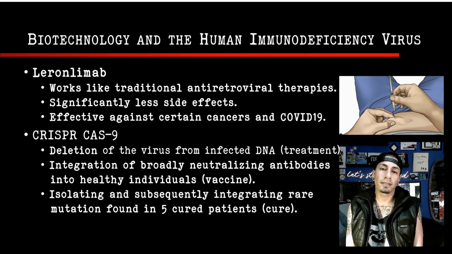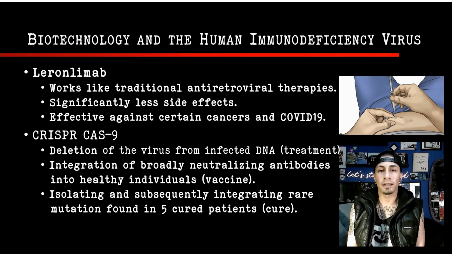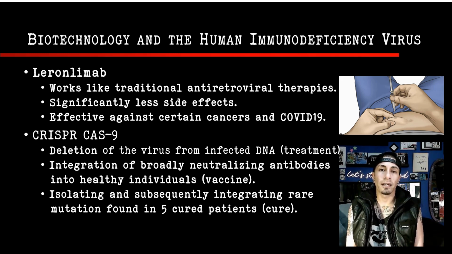The other way that biotechnology and bioengineering are helping in the war against HIV is with CRISPR-Cas9. CRISPR-Cas9 is essentially gene editing, and what they're finding they can do is actually delete the section of DNA that HIV places into the DNA of the white blood cell, and this would be an alternative treatment.